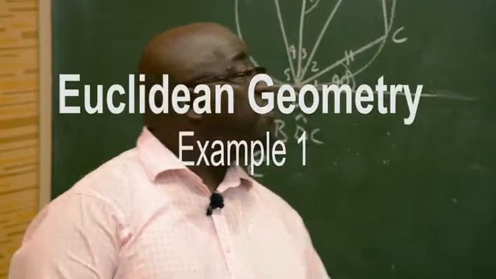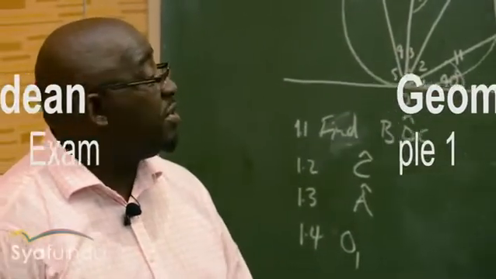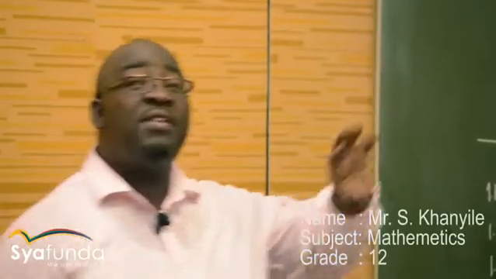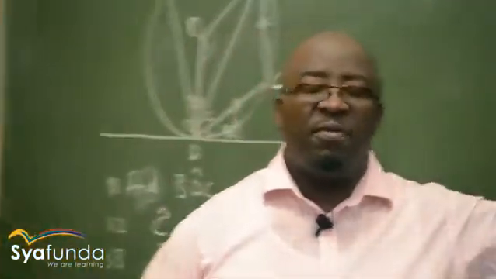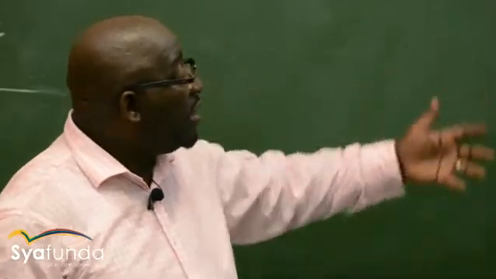Right, I want us to look at a few examples here on Euclidean geometry. Remember, looking at the diagram will be confusing. It is advisable that you think of theorems before you go to diagrams. Let's quickly revise our theorems.